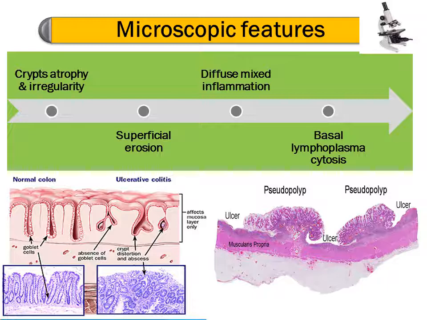As for the microscopic features, there are crypt atrophy and irregularity, superficial erosions, diffuse mixed inflammation and basal lymphoplasmacytosis. You can see here the pseudopolyp. Ulcerative colitis involves only the mucosa and sometimes part of the submucosa.